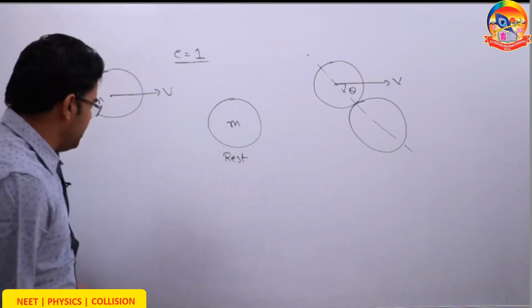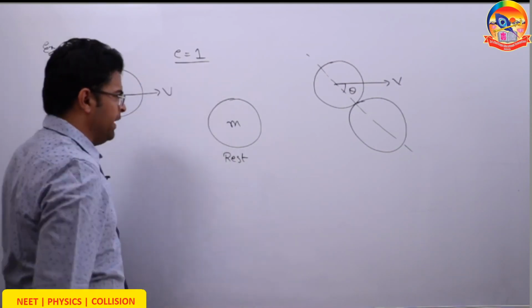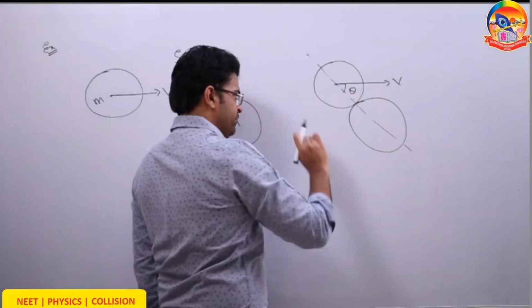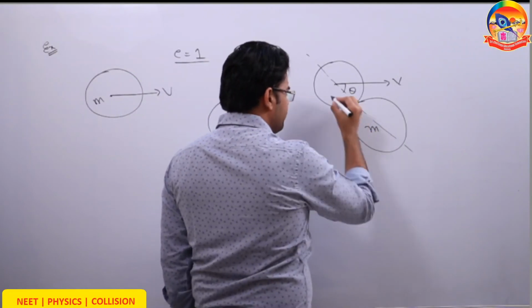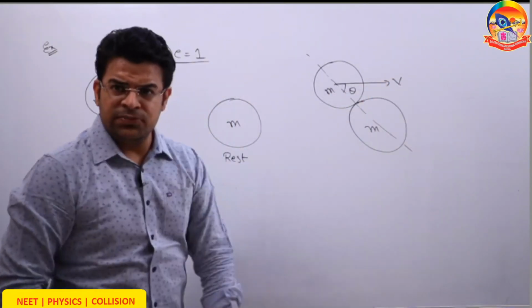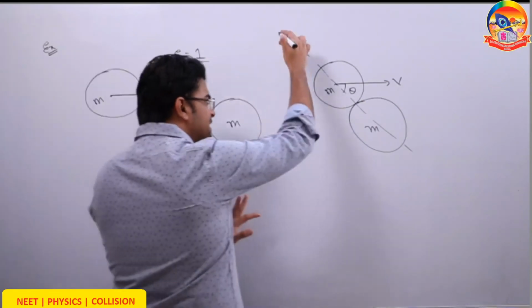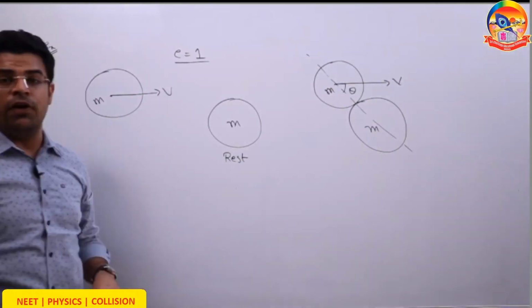This special condition is that if one of them is at rest and another one comes and hits obliquely, just before collision, both have same masses beta. This has got velocity v. The second one is at rest. Just before collision, let's say they hit here and this is their common normal. So this is the line of impact.